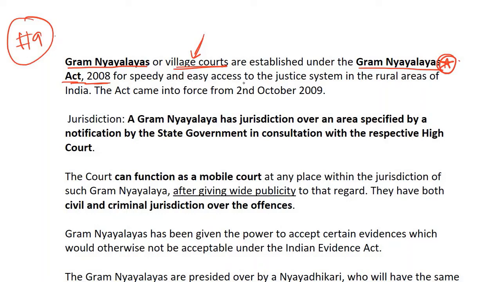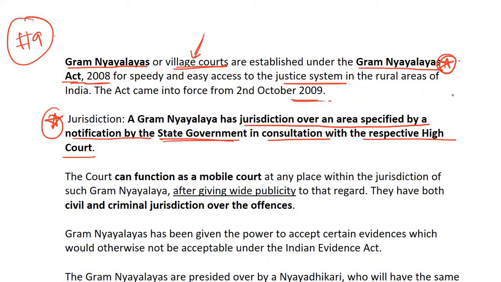इसका purpose क्या है? For speedy and easy access to the justice system in rural areas of India. So it came into force in 2009, 2nd October 2009. और jurisdiction क्या है Gram Nyayalaya का? That is important. See, this is a very important point. A Gram Nyayalaya has jurisdiction over an area specified by a notification of the state government in consultation with the respective high court. तो state government एक notification issue करेगा कि इस area में आपका jurisdiction है, तो उस state के अंदर इस area में इस ग्राम न्यायालय का jurisdiction है and उस हिसाब से वो ग्राम न्यायालय वहाँ के cases पर then proceed कर सकता है.